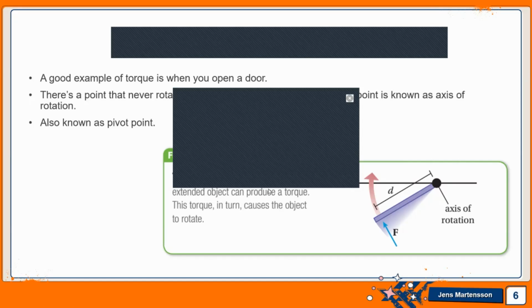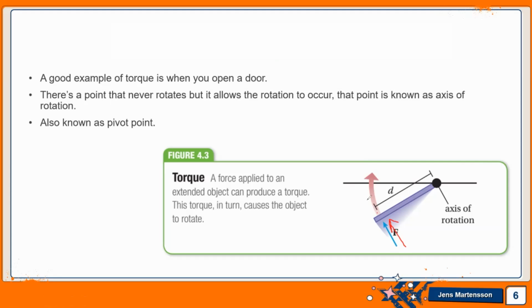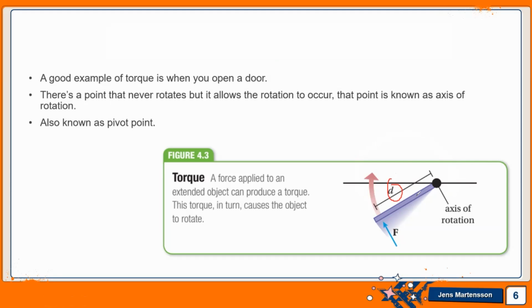So a force applied to an object can produce a torque. This torque in turn causes the object to rotate. Now take a look. This force is being applied in here. So the rotation that it is going to cause is this one. Now, this distance is important. Remember, it's a lever arm.